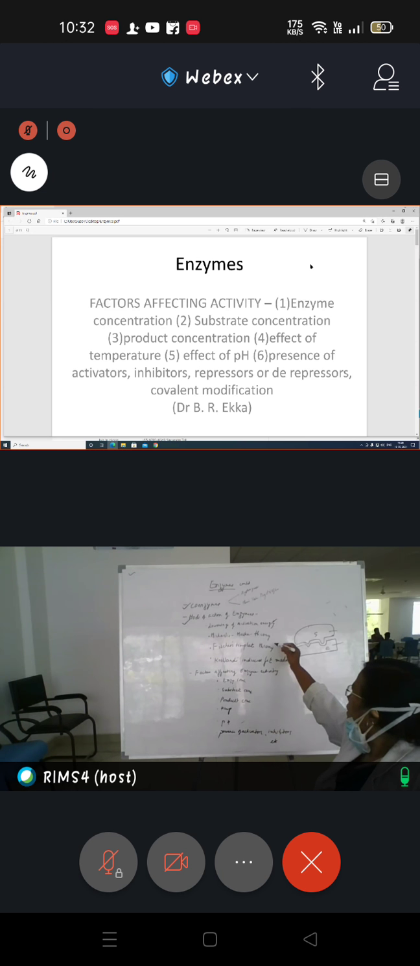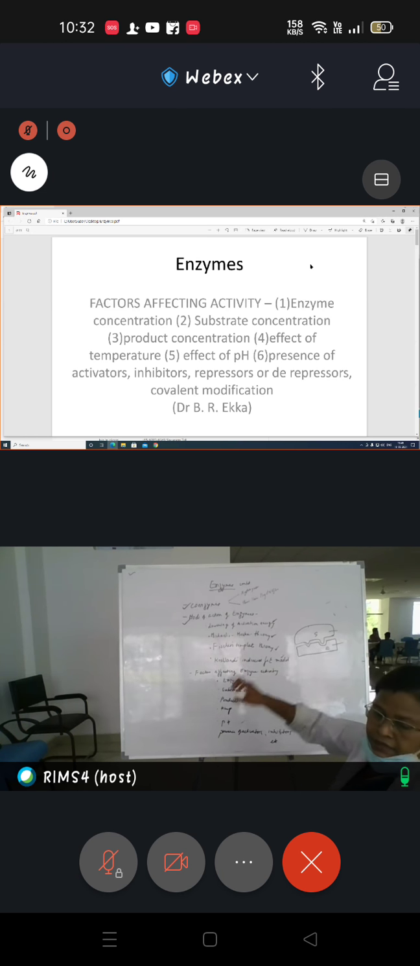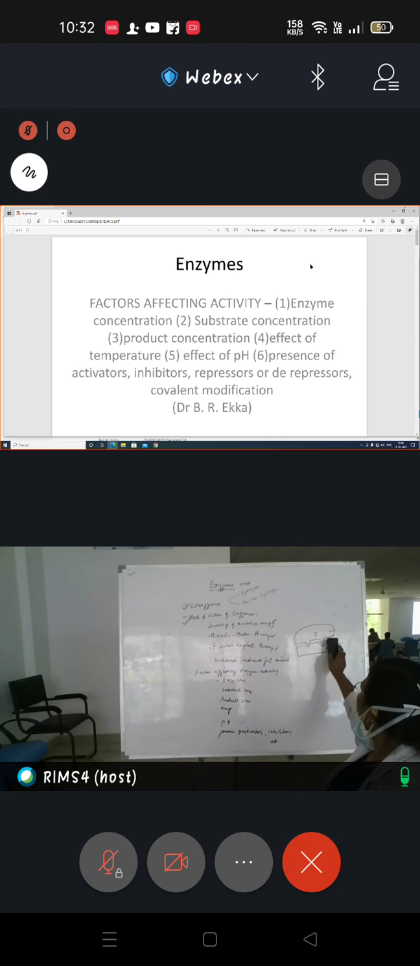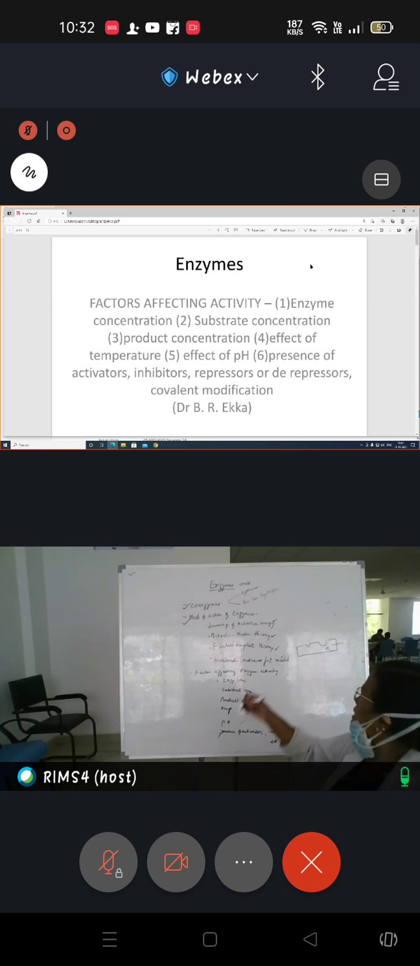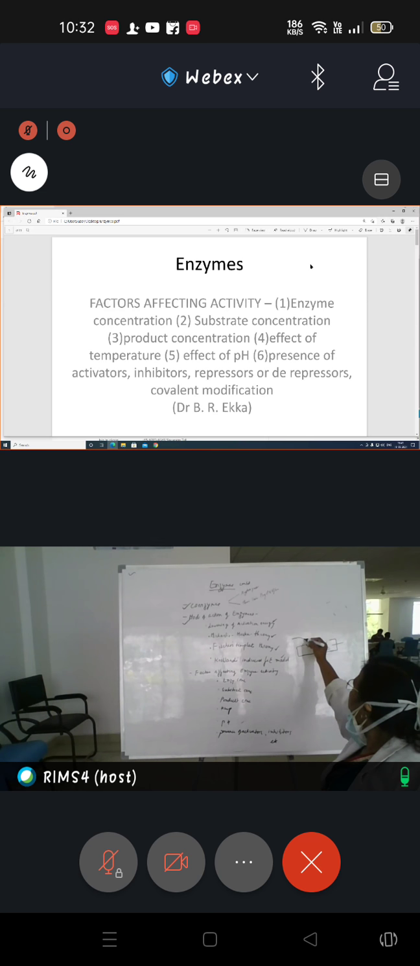Koshland's induced fit theory said that the active site of the enzyme is not fixed.